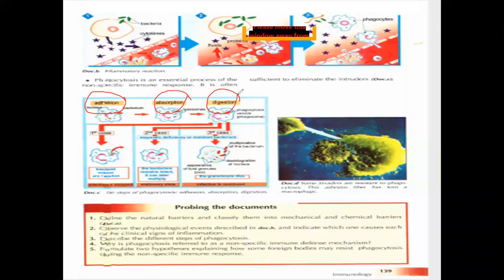Three different steps. First of all, we have adhesion. Second, we have absorption. And the third step, sorry, we have digestion. We also have cases where, for example, there is a deficiency in the enzymes, or maybe the bacterium is resistant to phagocytosis. So what will happen in these cases? Let's see. So here, these are the steps of phagocytosis. We already talked about them before.